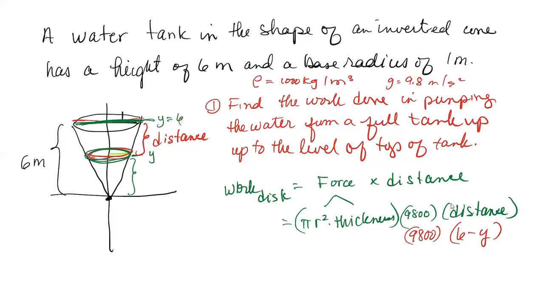Now for this particular tank, not all of our discs are the same size. Their radius differs depending on where you are in the tank. The lower you are in the tank, the smaller the radius. So we need to figure out a way to determine that radius. Now the radius of this little disc is this horizontal distance right here.